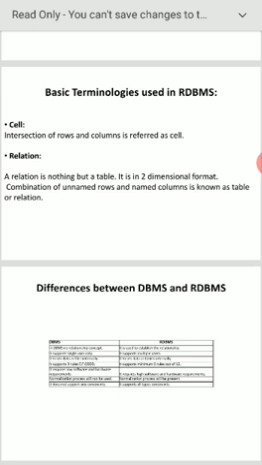DBMS supports only 3 rules out of 12. But RDBMS supports minimum 6 rules out of 12. That's why nowadays RDBMS is very popular, because it supports multi-users, but a DBMS supports only single users. More than one cannot use it. RDBMS, any number of people can use it.